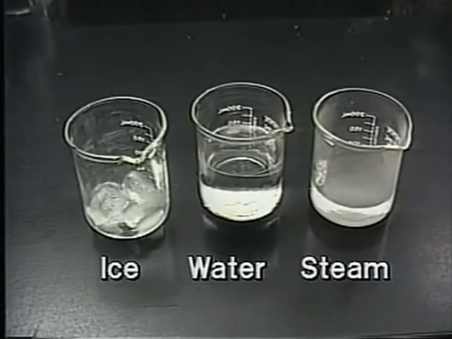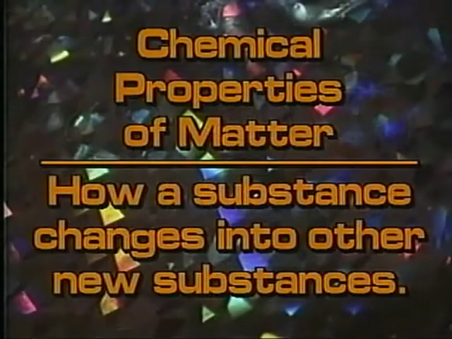Dry ice, which is solid carbon dioxide used to keep things very cold, cannot exist in the liquid phase. As it absorbs heat, energy, it sublimes directly into the gas phase. Remember, when a substance goes through physical change, it remains the same type of substance. The chemical properties of matter describe how a substance changes into other new substances.